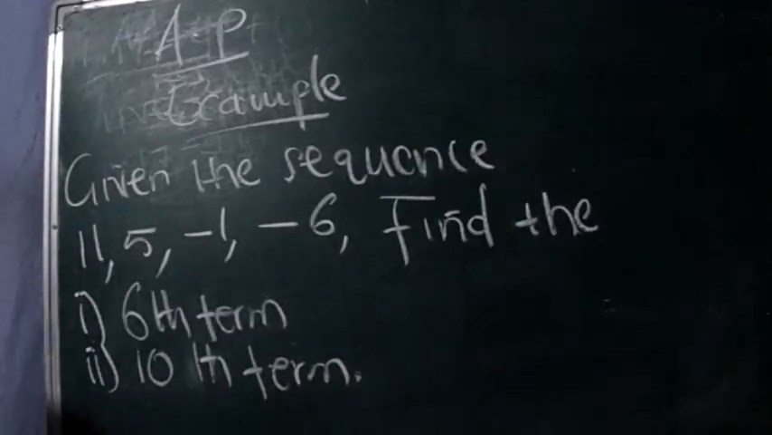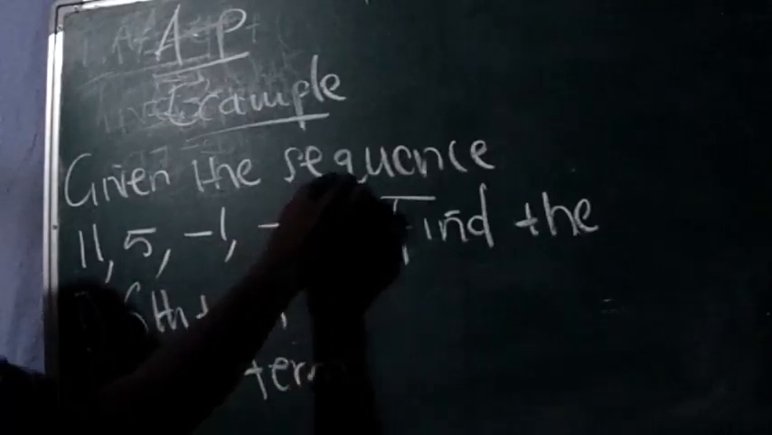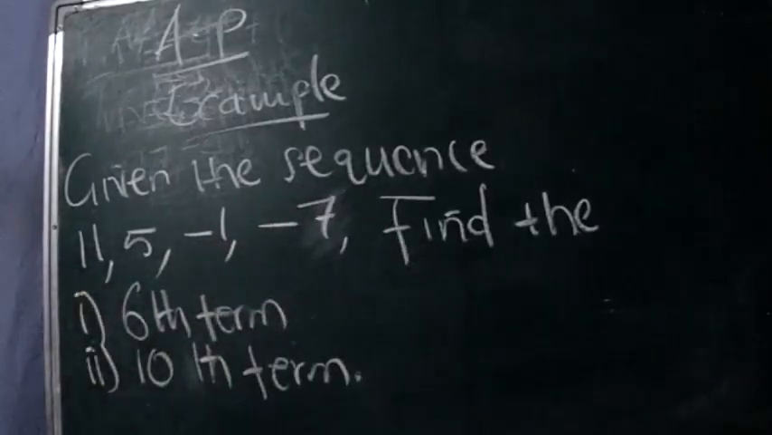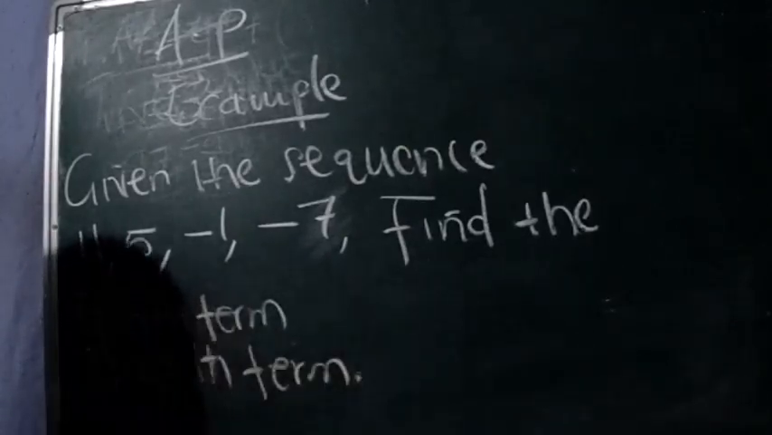So they say given the sequence 11, 5, -1 and -6. What would be, in fact, not -6 but -7. Find the 6th term and find the 10th term. So how do we find the 10th term and how do we find the 6th term? To do that, we need to apply a formula.